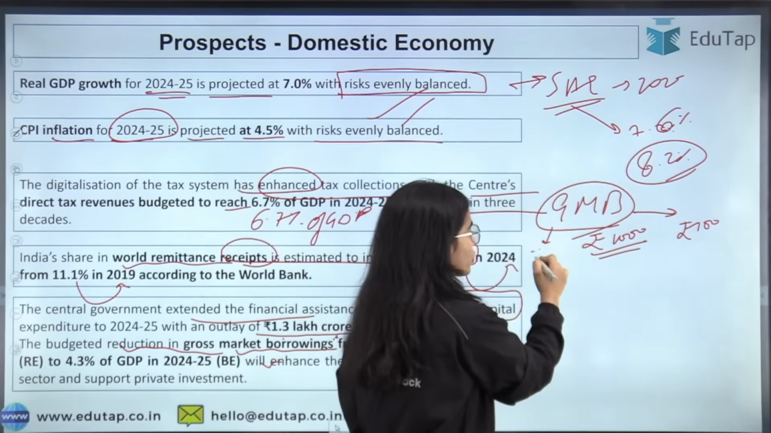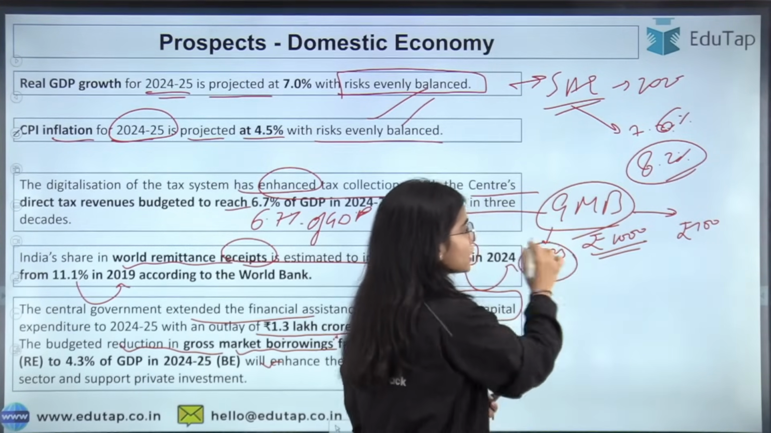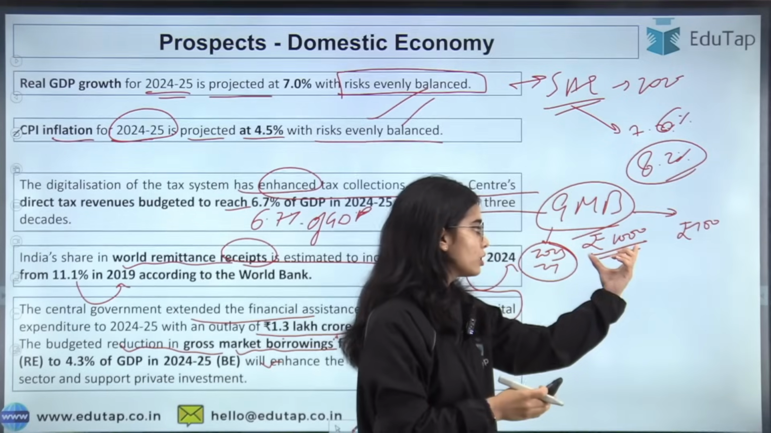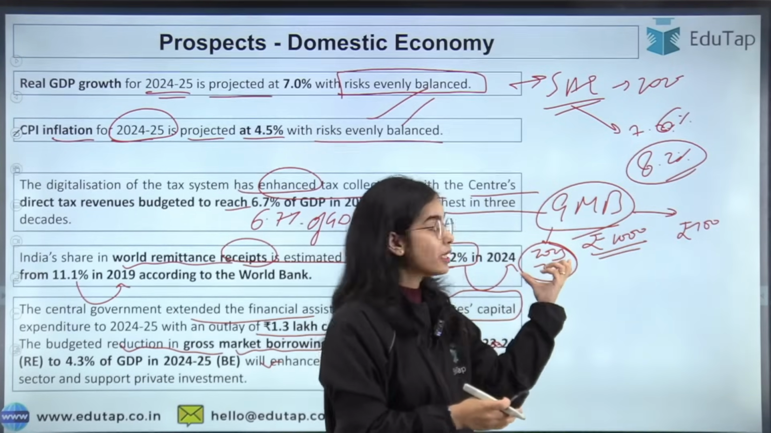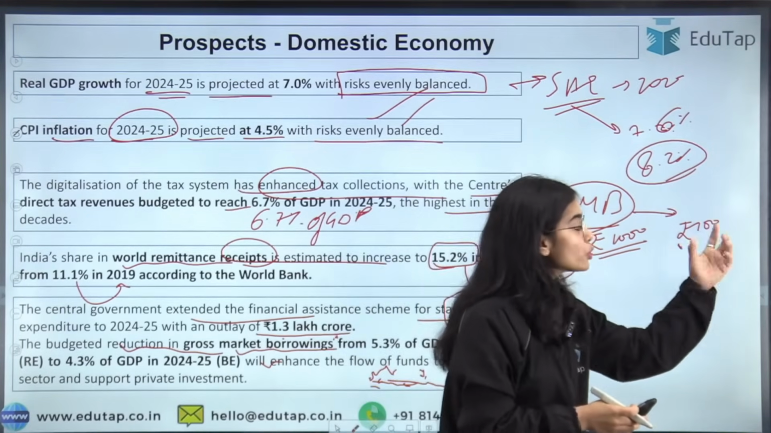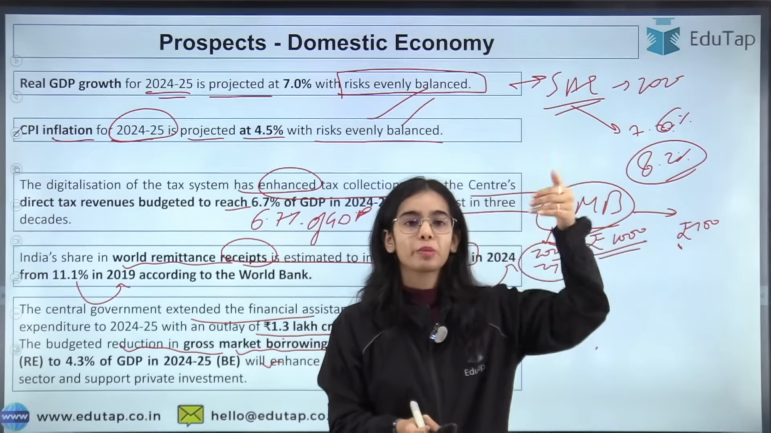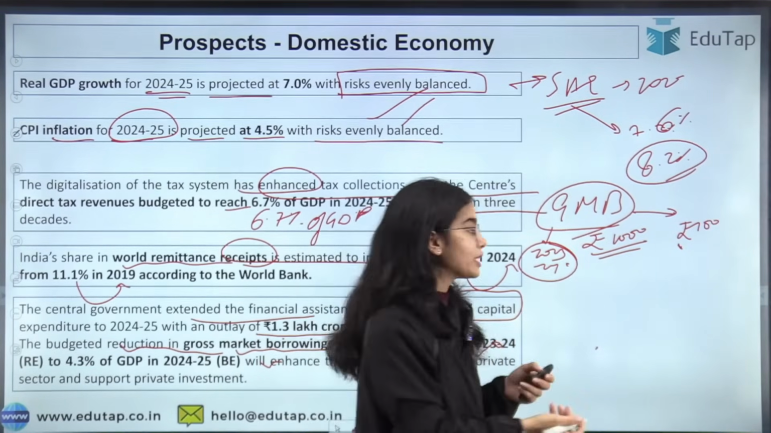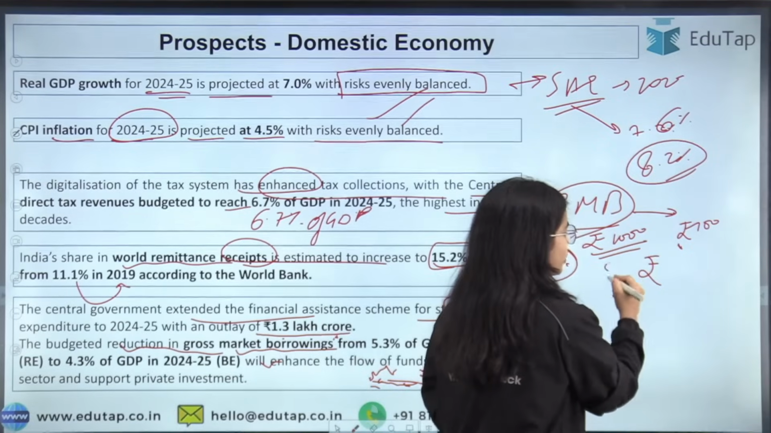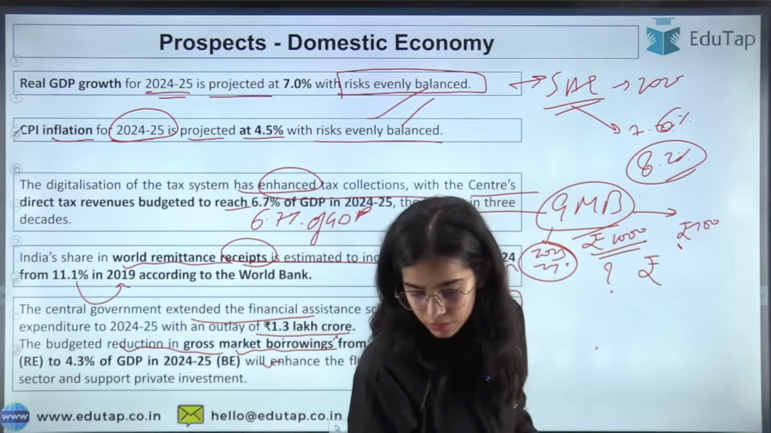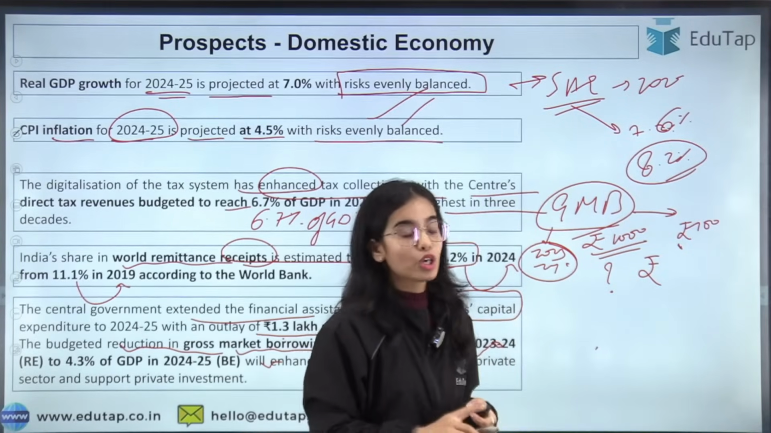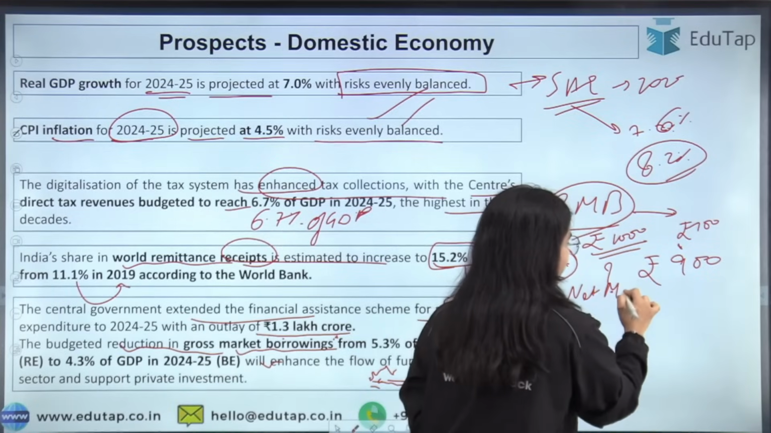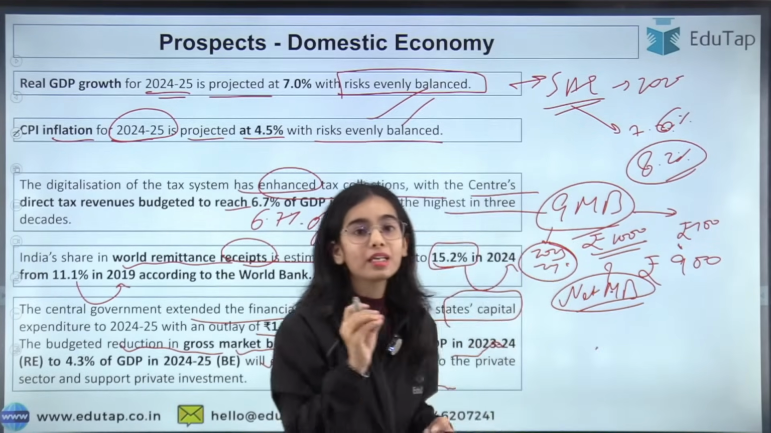So in 2023-24, the government has done gross market borrowings of rupees 1000 in the financial year. From this, rupees 100 has been used to repay the previous loans. So how much is left with the government to use? Can you tell me what is left with the government to use? That is rupees 900. So that is the net market borrowings.